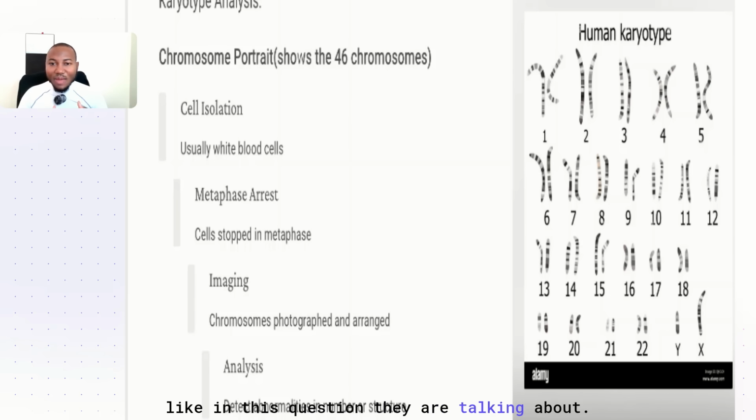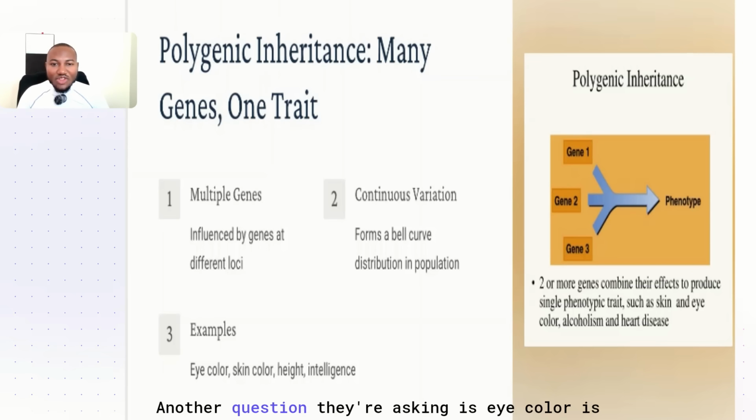Like in this question, they are talking about if one allele is not phenotypically expressed in the presence of another, we say it is what? Recessive. But if it's expressed in the presence of another, we say it is dominant. And if the two of them are expressed, we say it is what? Co-dominant. Another question they're asking is, eye color is caused by genes at multiple loci. The phenomenon is called what?